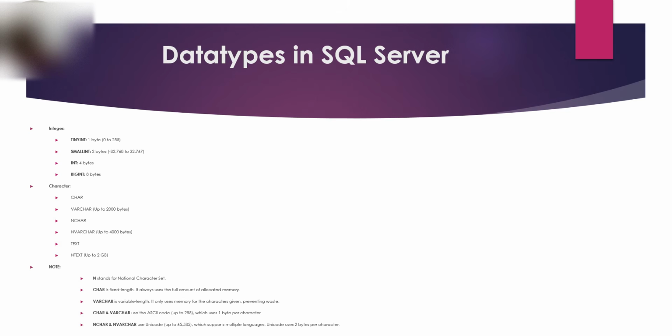Char is fixed length and it always uses the full amount of allocated memory. Varchar is variable length. It only uses the memory for the characters given. It prevents the wastage of memory. Char and varchar use ASCII code. Nchar and nvarchar use Unicode, which supports multiple languages. Unicode uses 2 bytes per character.